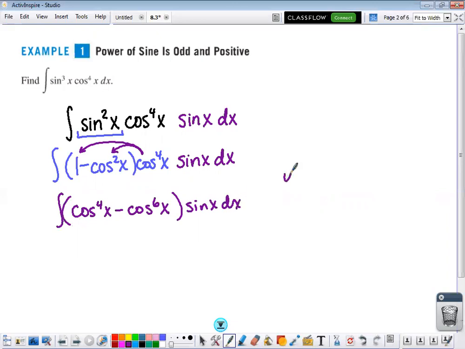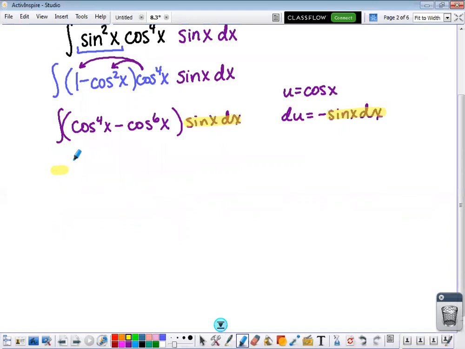We're going to let u equal cosine of x. du is negative sine x dx. As you can see, we have our du. All we're missing is the negative. So we're going to put a negative in the front of our integral symbol. And cosine of x is u, so we're integrating u to the 4th minus u to the 6th du.